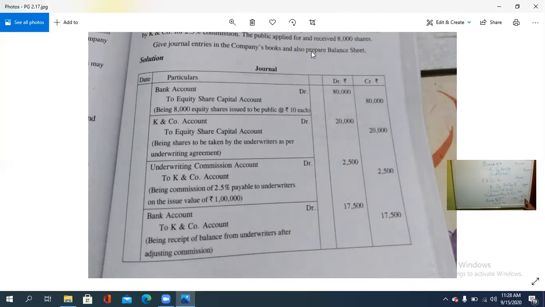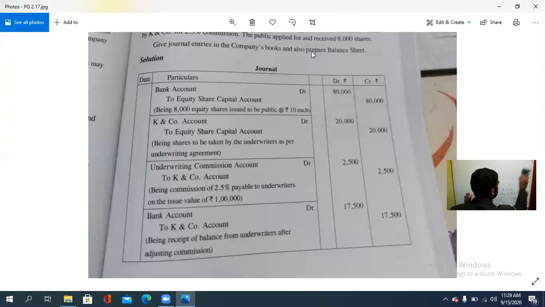That is what, how it is to be: 10,000 into 10, total 1 lakh. Out of the 1 lakh, 2.5% is the commission. So 2,500. And finally, bank debtor to K and Company 17,500. That is what, which amount? 17,500, 20,000 minus 2,500.